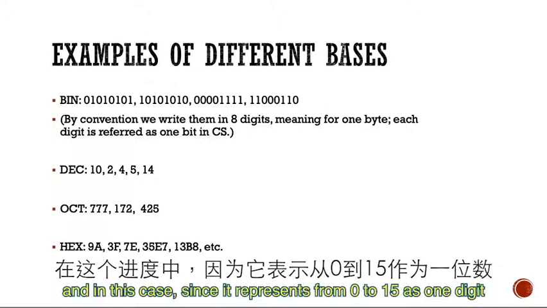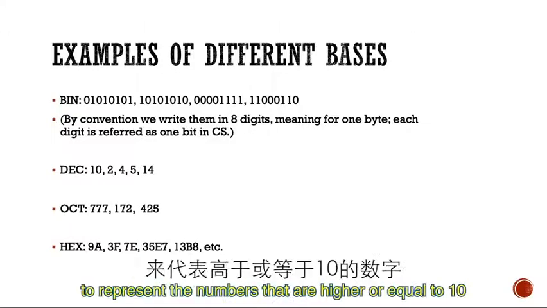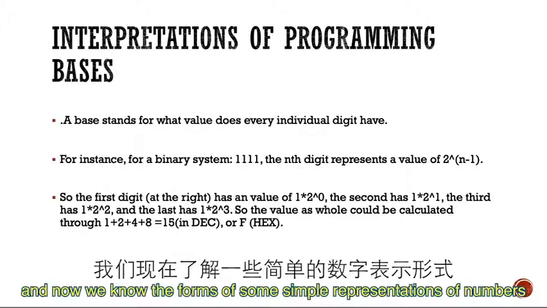And in this case, since you need to represent from 0 to 15 as 1 digit, you need to use English alphabets to represent numbers that are higher than or equal to 10. So this is a trick we use, right? And now we know the forms of some simple representations of numbers.